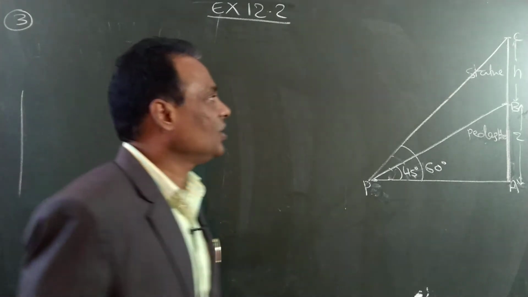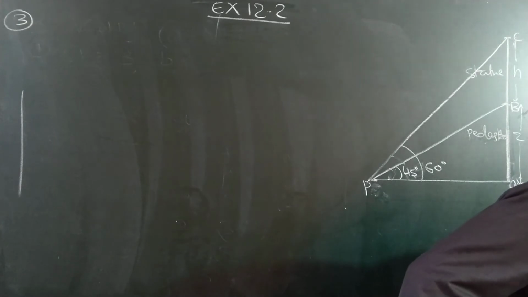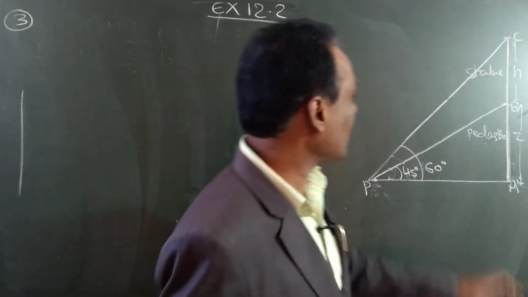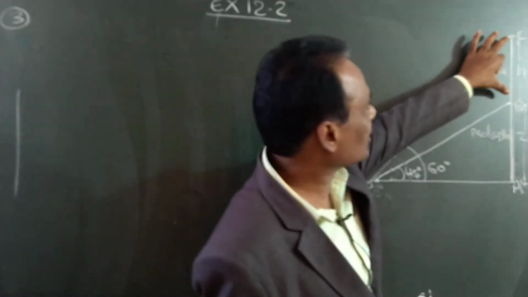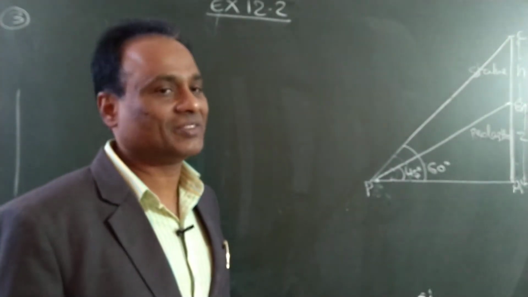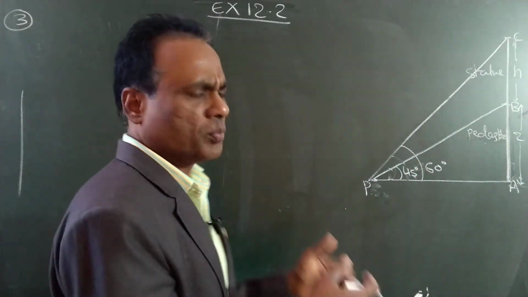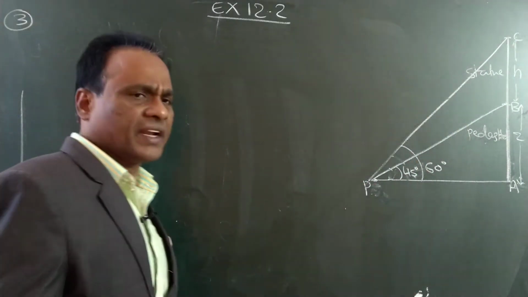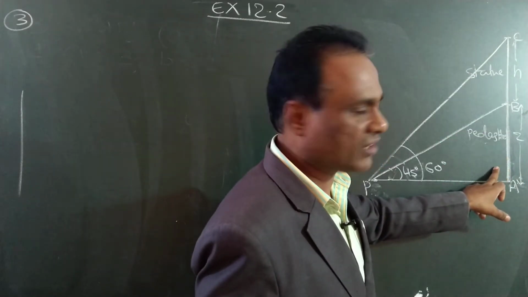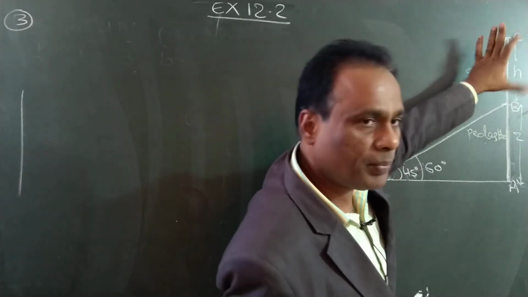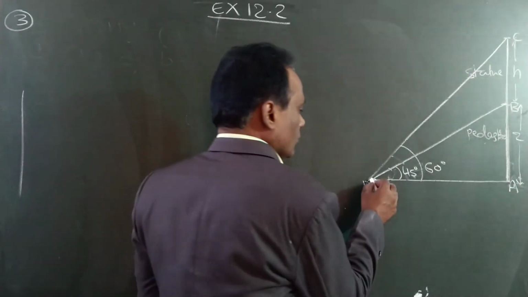What is the question? Read it. Find the height of the statue. That we have to find. So let us introduce all this before starting the problem. What is the pedestal here in our figure? AB is the pedestal. What is the statue? BC is the statue. P is the observing point.